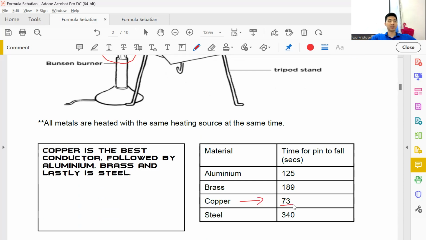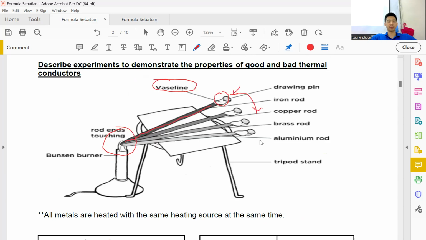This indicates that it is the best conductor, and the worst conductor is essentially going to be steel. Even though all of them are metals, they will all have different conductivity, right? So yeah, this is just a very simple experiment to test out different conductivities of different things. Okay.